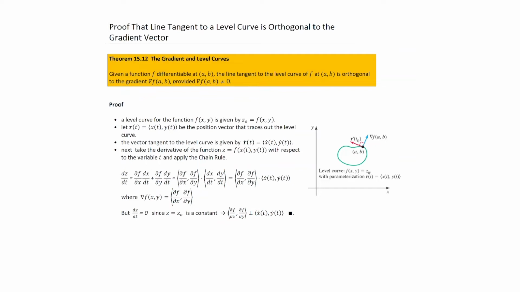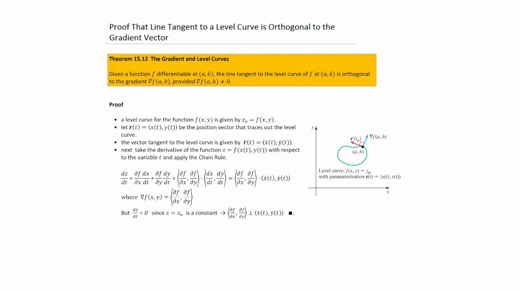All right, so now we're going to prove that the line tangent to a level curve is orthogonal to the gradient vector. This is basically Theorem 15.12 in the textbook. It states that given a function f differentiable at (a, b), the line tangent to the level curve of f at (a, b) is orthogonal to the gradient, provided the gradient is not equal to 0. Okay, so those are conditions that have to be satisfied. So let's look at the proof.